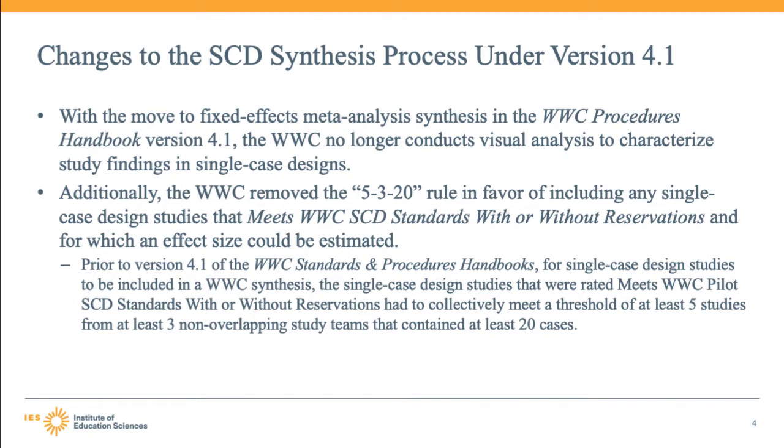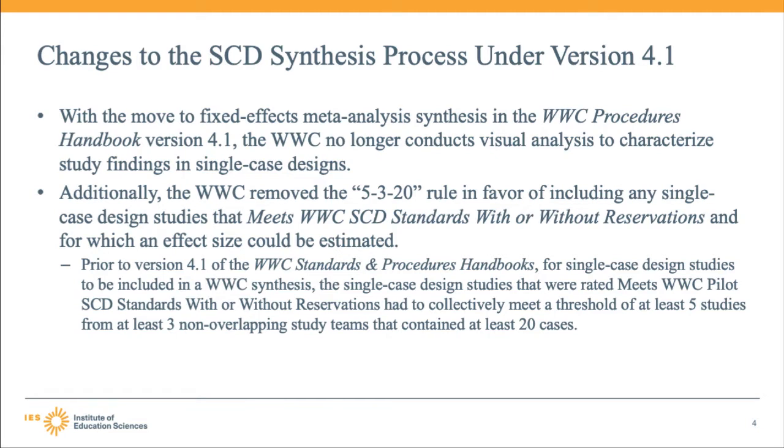Thus, under version 4.1 of the handbooks, the WWC no longer conducts formal visual analysis to characterize the findings from single-case design studies. This also means that under version 4.1 of the handbook, the WWC no longer uses what was previously called the 5-3-20 rule, which previously stated that single-case design studies could only be included in a WWC synthesis when those studies were rated meets WWC pilot single-case design standards, and when there was at least 5 studies available from at least 3 non-overlapping study teams that contained data for at least 20 cases.